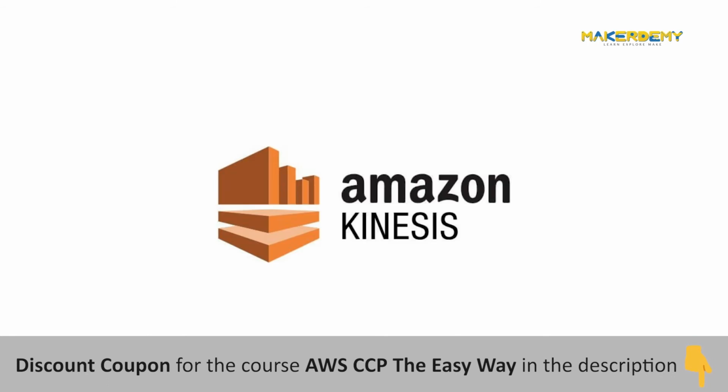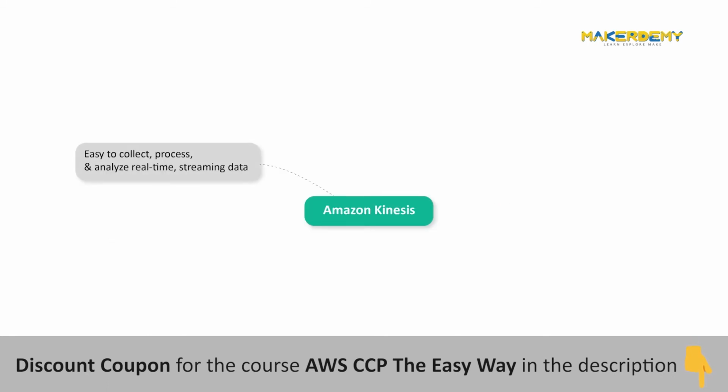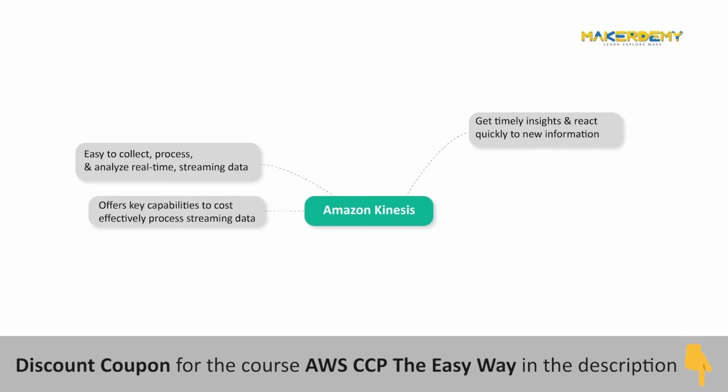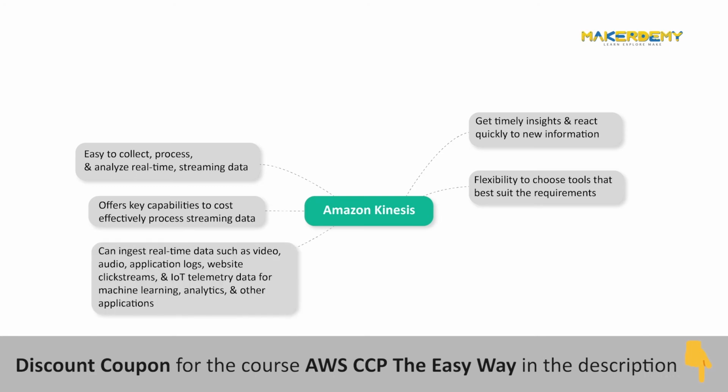Amazon Kinesis. Amazon Kinesis makes it easy to collect, process, and analyze real-time streaming data so you can get timely insights and react quickly to new information. Amazon Kinesis offers key capabilities to cost-effectively process streaming data at any scale, along with the flexibility to choose the tools that best suit the requirements of your application. With Amazon Kinesis, you can ingest real-time data such as video, audio, application logs, website clickstreams, and IoT telemetry data for machine learning, analytics, and other applications.